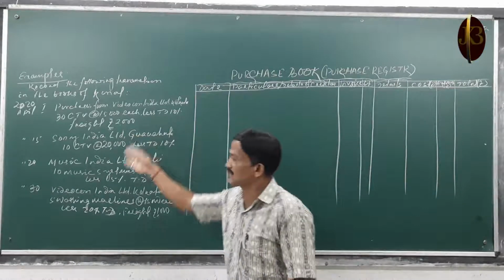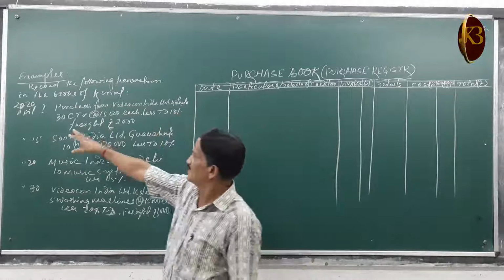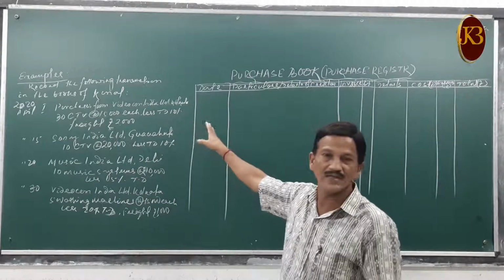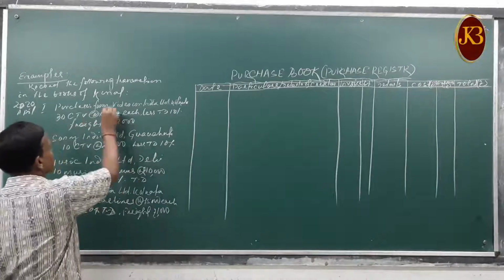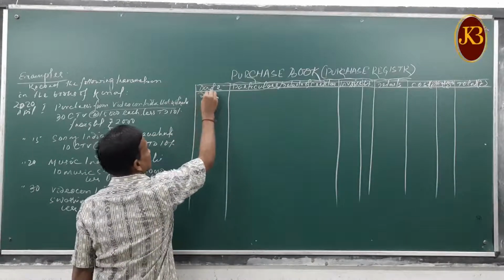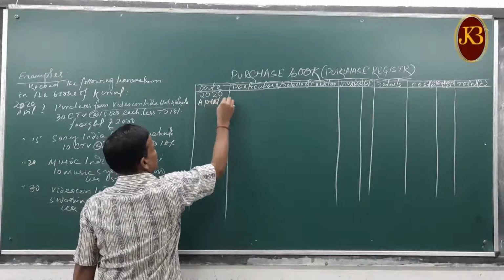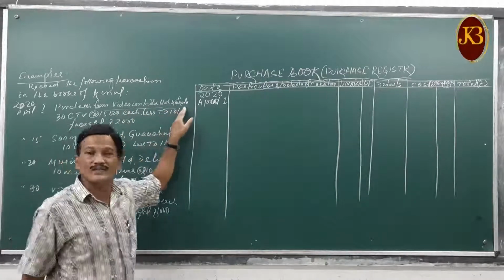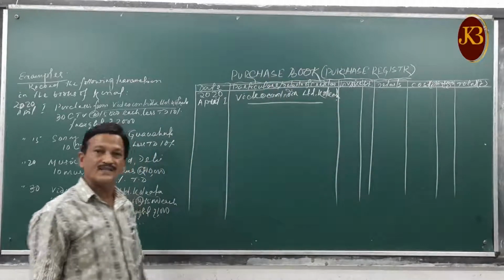Let's take an example. Record the following transactions in the books of Kunal. On 2020 April 1st, he purchased from Videocon India Limited, Kolkata. The creditor's name is given here. So enter 2020 April 1st. The purchase is from whom? From Videocon India Limited, Kolkata. That is the creditor's name.